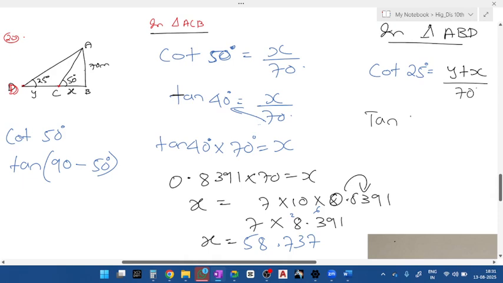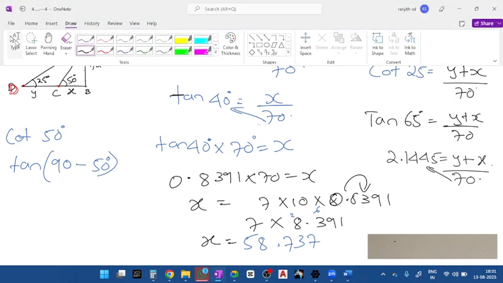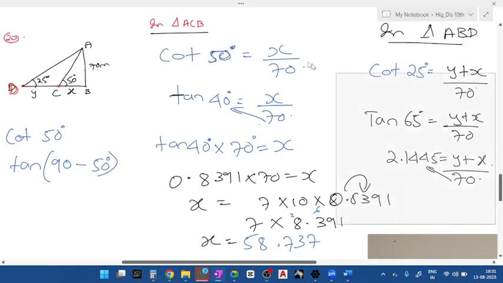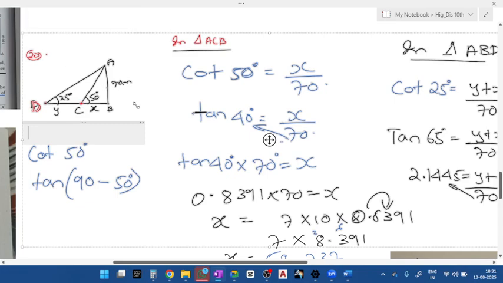Tan 90 minus 25 is 55 degrees. Y plus x is equal to 70. Just check and tell me what is tan 65, all of you. 2.144 is equal to y plus, substitute this 58, divided by 70. Calculate and complete it. You'll get the same answer. Even this is lengthy, but compared to the tan, this is fine. But you have to spend at least 2 to 3 minutes in calculation.